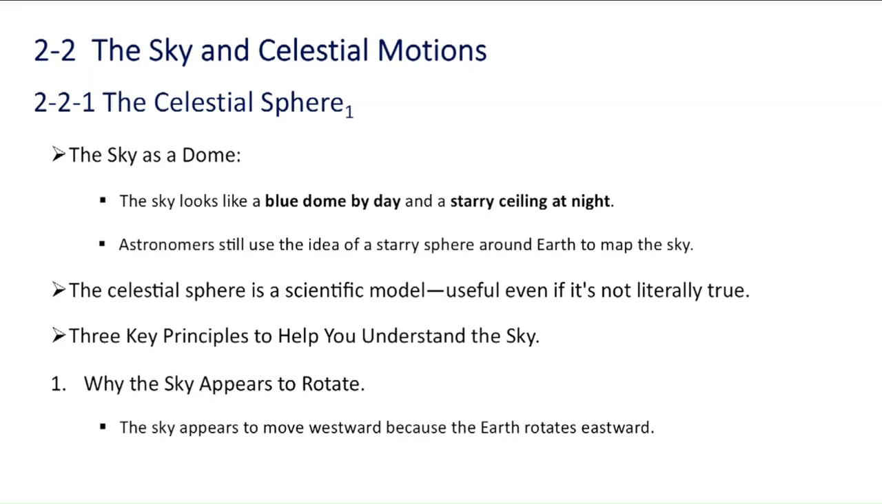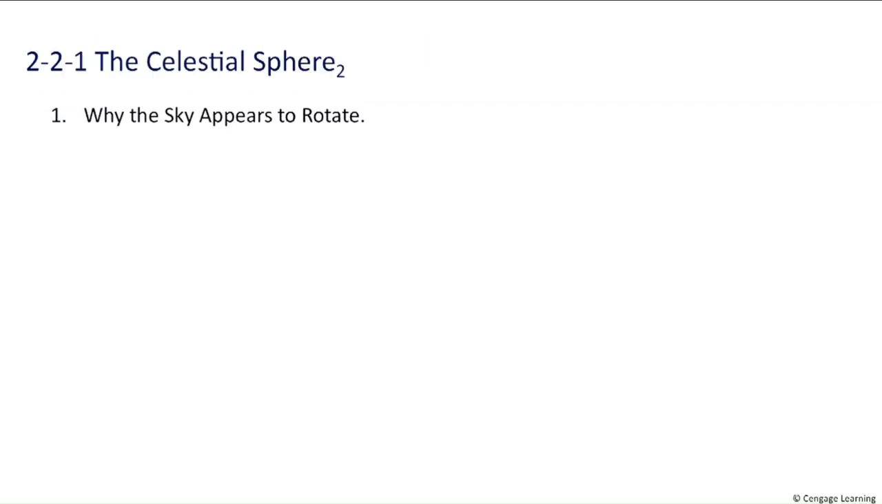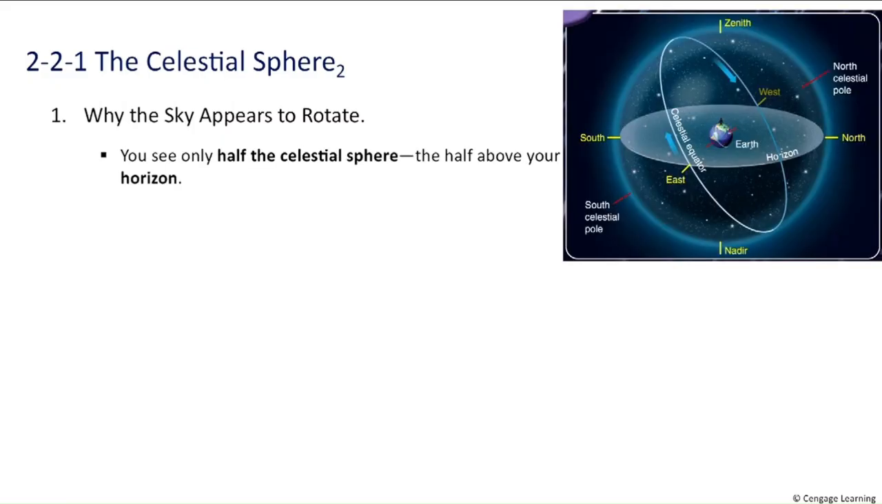And this spinning gives us day and night and makes it look like the sky is rotating over us like a giant dome. Now imagine you are standing on Earth. What you see above you is only half of the celestial sphere, the half above your horizon. So directly overhead is your zenith, and directly beneath you on the other side of the planet is your nadir.